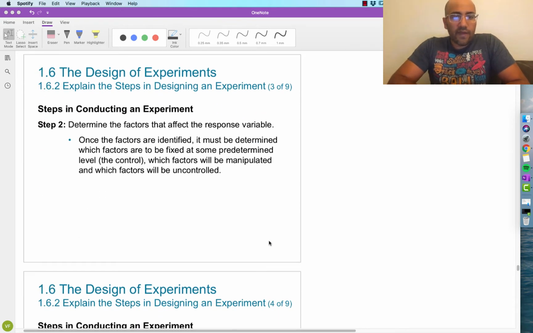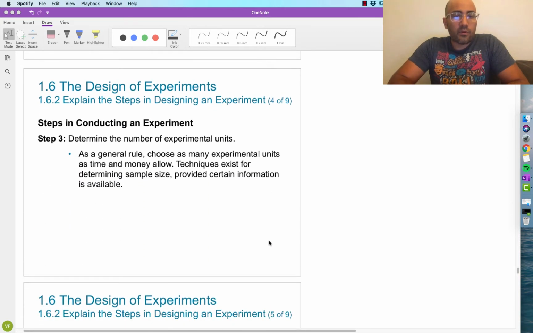2, determine the factors that affect the response variable. So once the factors are identified, it must be determined which factors are to be fixed to some predetermined level, right? The control. Which factors will be manipulated and which factors are uncontrolled.